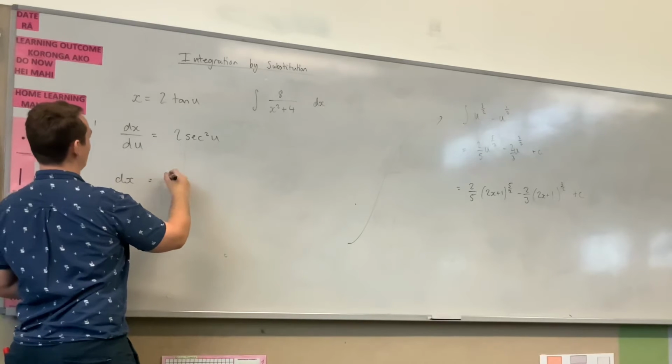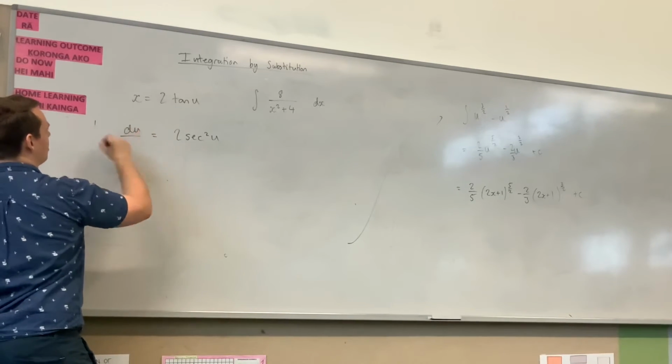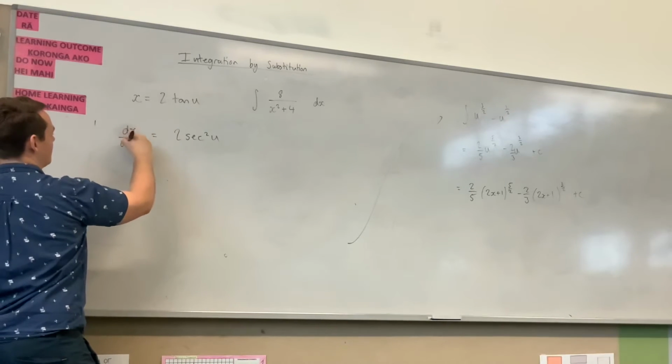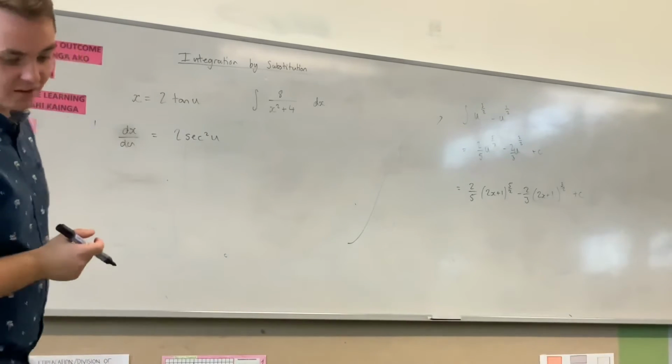2 sec squared u. Oh no, du over dx, sorry. I've got that wrong way around. Yeah. No, it is. Yes, it is right. Oh, that's even more confusing.